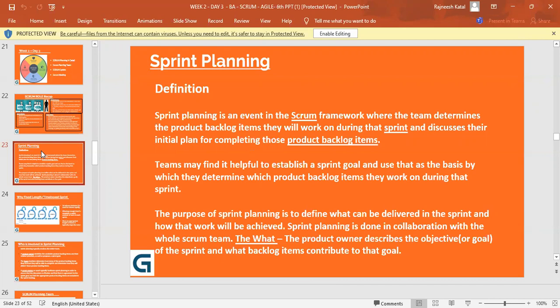That's one thing. Can I just request Babu to read out the next paragraph? Sure. Teams may find it helpful to establish a sprint goal and use that as the basis by which they determine which product backlog items they work on during that sprint. Very well said.